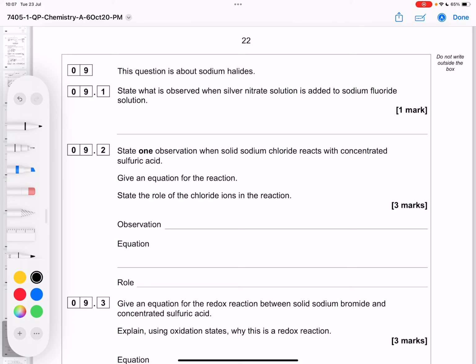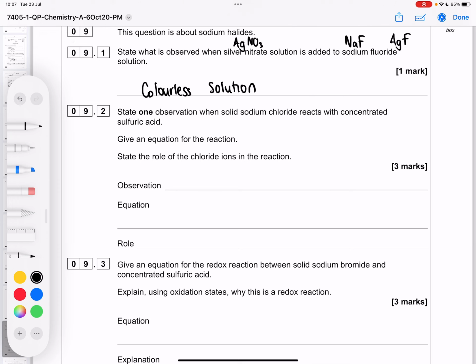This question is about sodium halides. State what is observed when silver nitrate solution is added to sodium fluoride solution. So silver nitrate solution AgNO3, sodium fluoride NaF. So this would make AgF, but AgF is soluble, it doesn't make a precipitate. So we would see a colourless solution, or you could say no visible change.